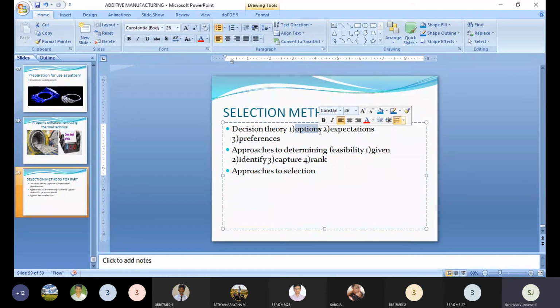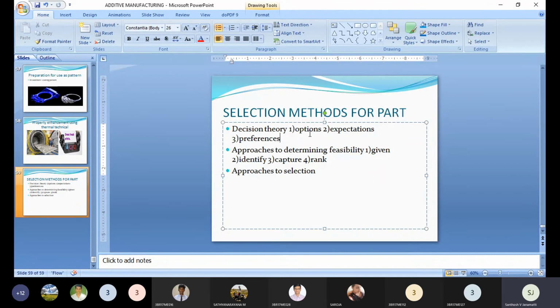Hope you understand. That's what we need: to select the correct option before producing the 3D product, which is involved in decision theory. And the second one is expectations. Yes, the expectations from the customers and from the different engineers. Based on these expectations, we need to take the options. These options depend upon the expectations.